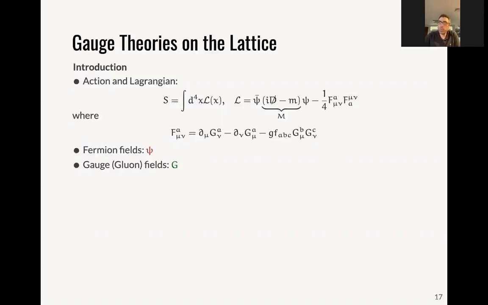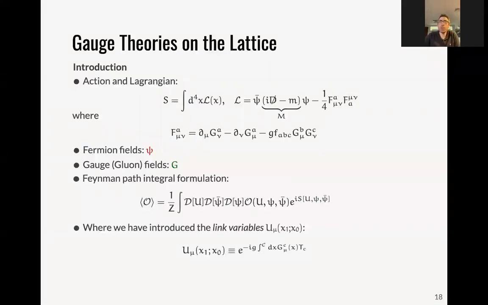Okay, and then when we want to compute observables, typically we use the so-called Feynman path integral formulation, right? We take an integral over the fields. These are functional integrals over the fields with the action, the exponent e to the minus action, times the observable, and then the partition function is basically just the normalization. So it's the whole integrand but without the observable. And here, what I silently did is put these U's instead of the G's, so I introduced the so-called link variables, which are basically the integral of the gluon fields over some path.